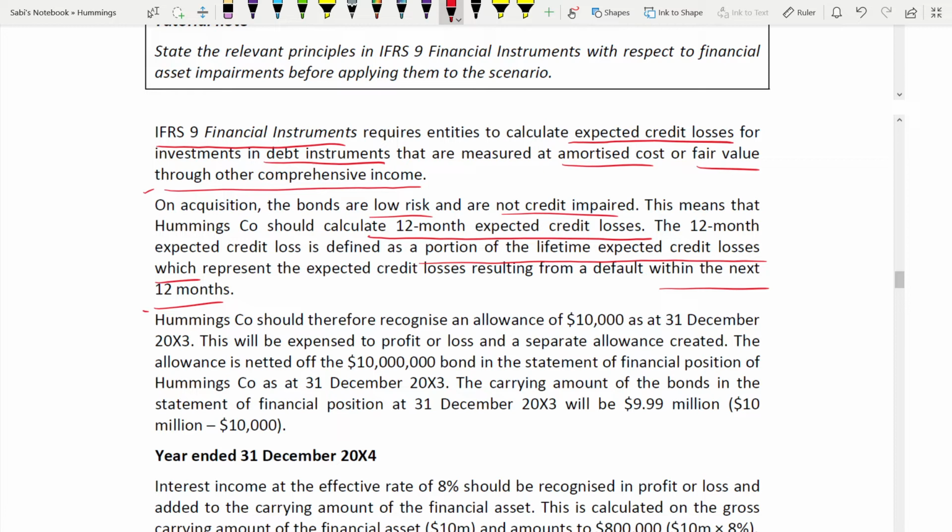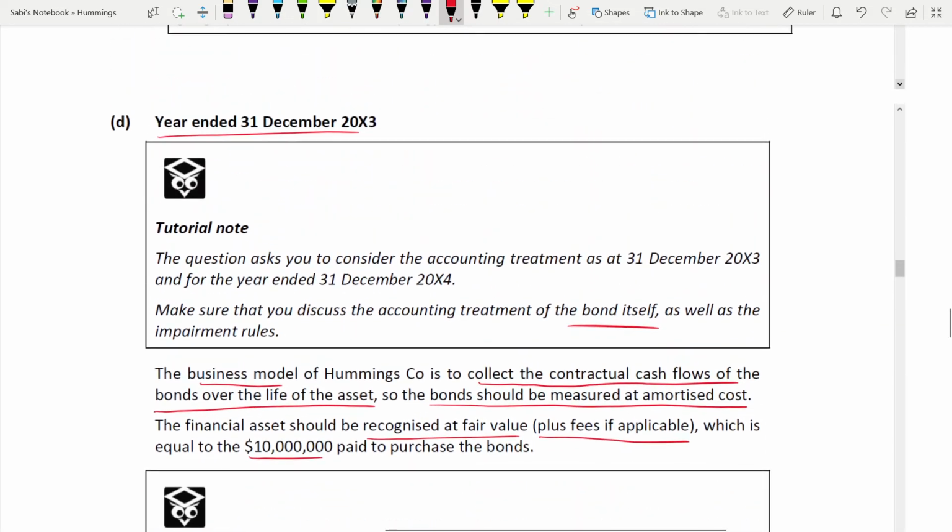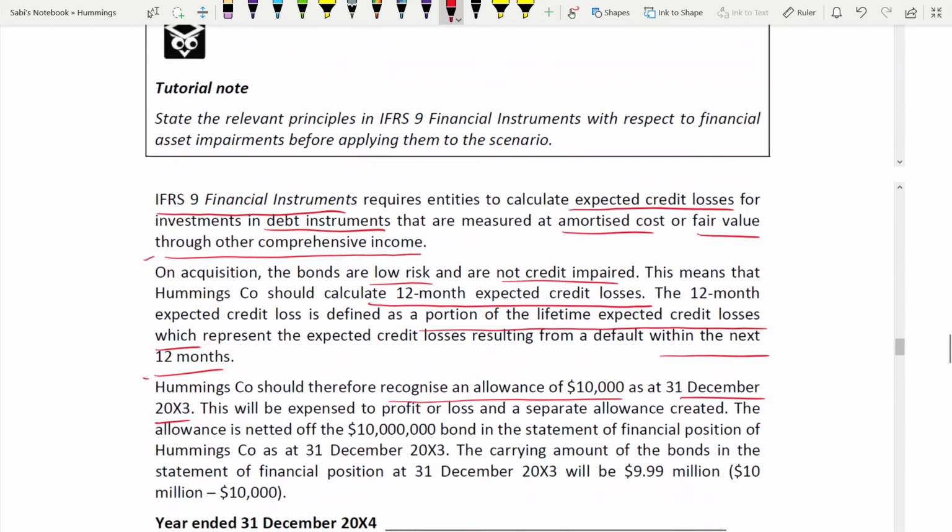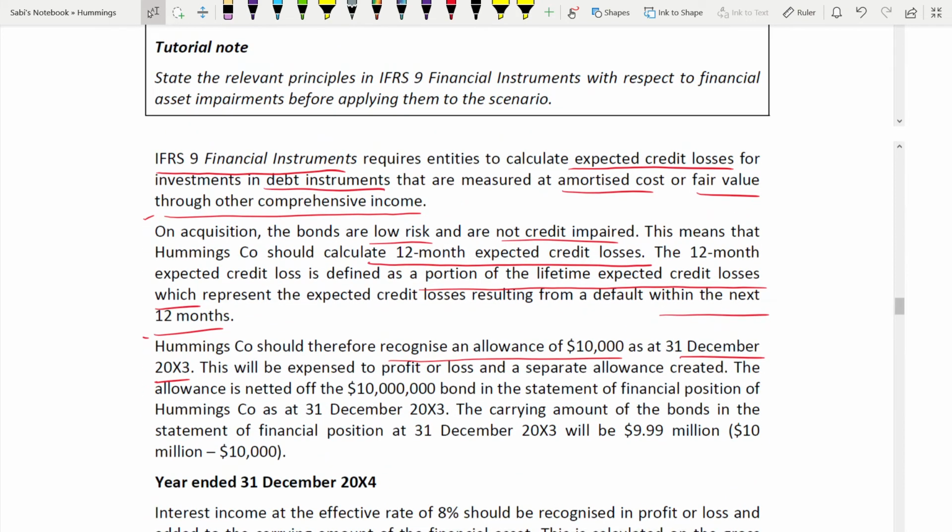So now the calculation comes. You have to recognize an allowance of 10,000 for 12 months because they have already given you the 12-month expected credit loss is 10,000. That means recognize an allowance of that amount at this date. Please mention the date, even though you wrote 31st December 2003 in the subheading, again right here. At this date, recognize the allowance. And where do you recognize it? Profit and loss. Expense, profit and loss. And a separate allowance is created.